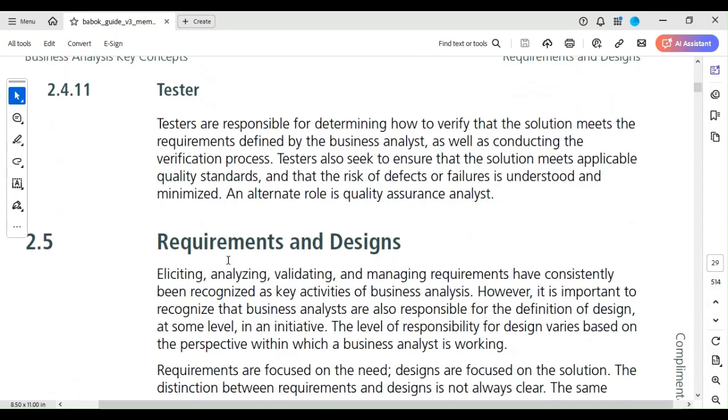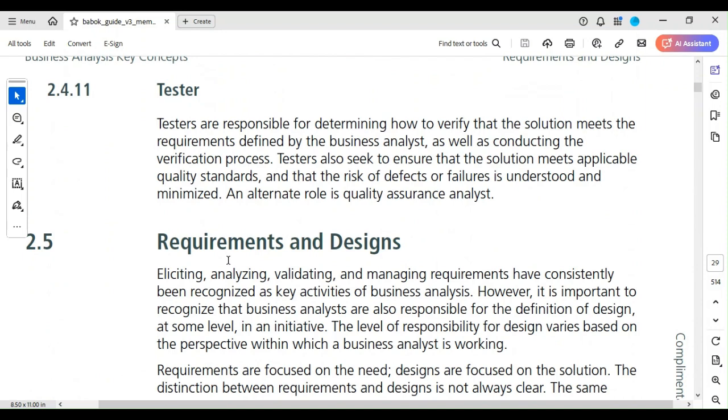Tester, very important. Testers are responsible for determining how to verify that the solution meets the requirements defined by the business analyst, as well as conducting the verification process. Now, after you must have built your website, someone will have to test it to say that, yes, this meets the need of the business, okay?